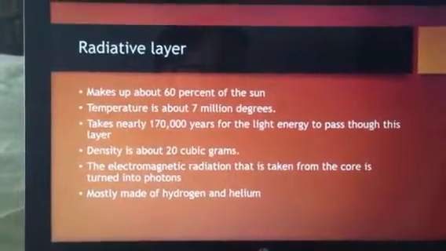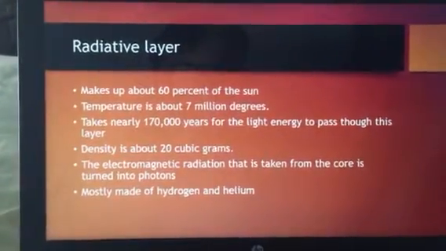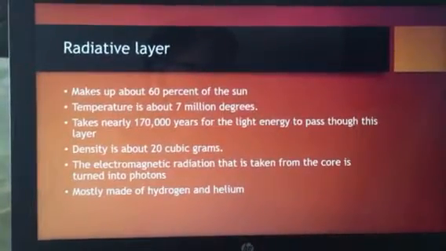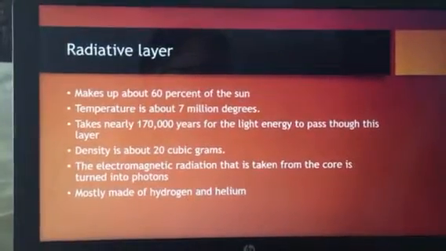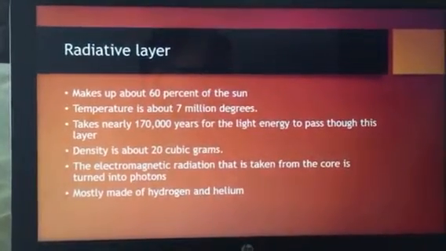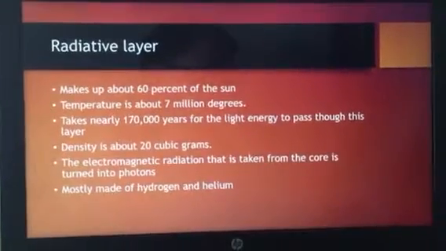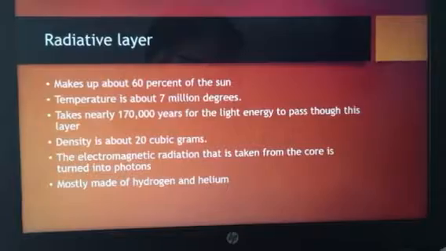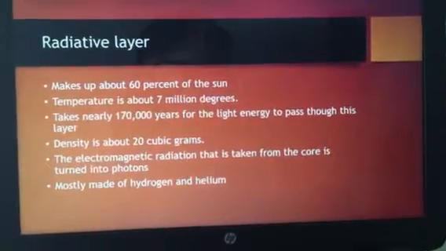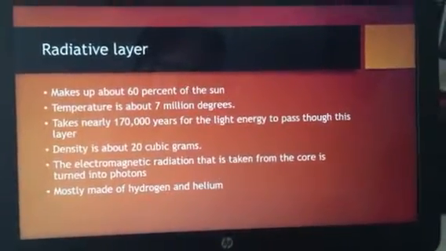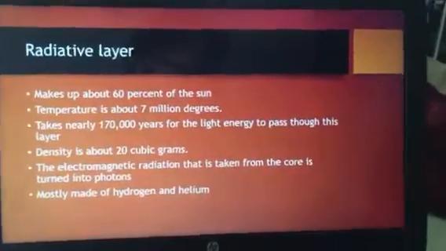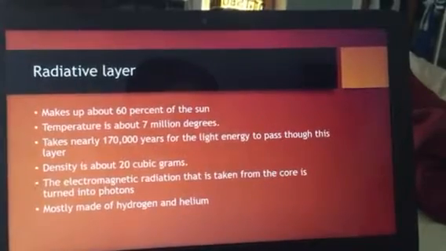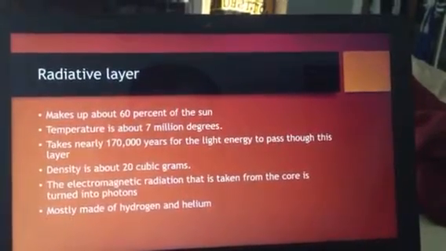The next layer after the core is the radiative layer. This layer is about 60% of the Sun's mass. The temperature of the radiative layer is about 7 million degrees. Now the electromagnetic radiation is taken from the core. It takes about 1,700,000 years for the light energy to make it through this layer and turn into light photons.